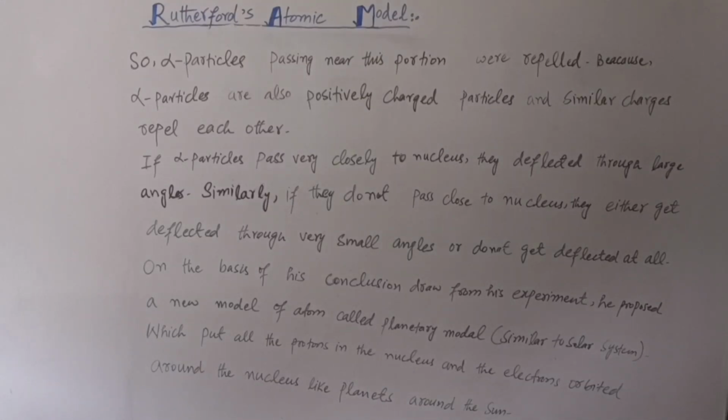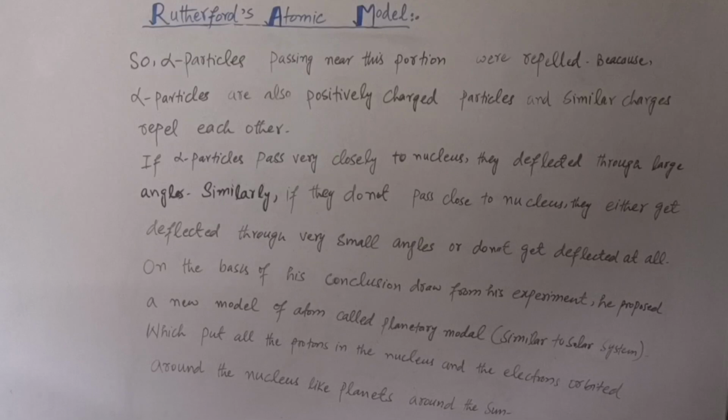On the basis of the conclusions drawn from his experiment, he proposed a new model of the atom called the planetary model, similar to the solar system, which puts all the protons in the nucleus, and the electrons orbit around the nucleus like planets around the sun.